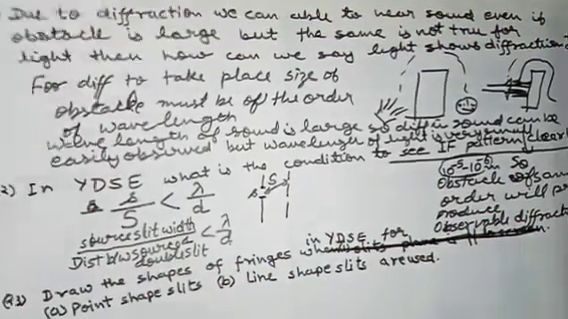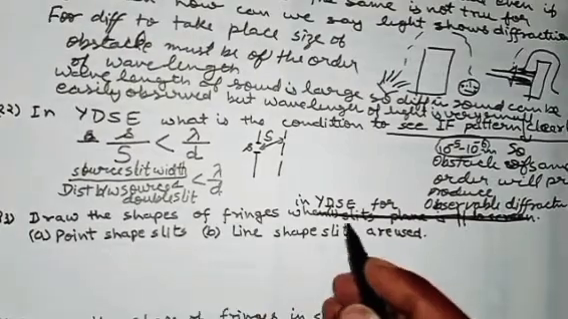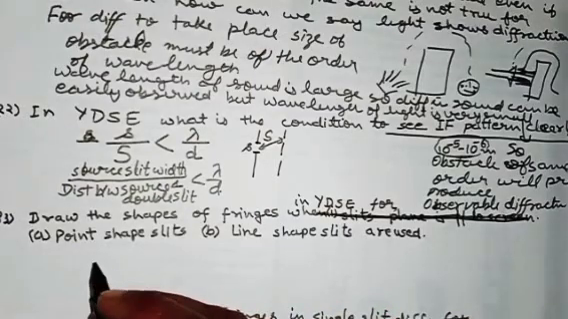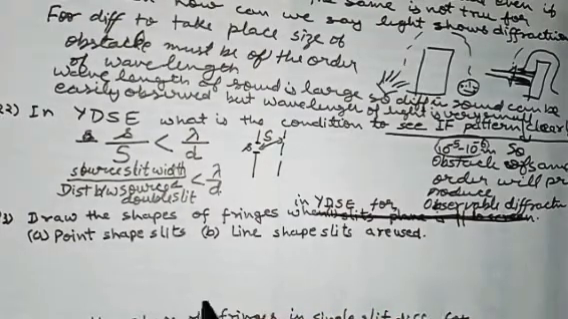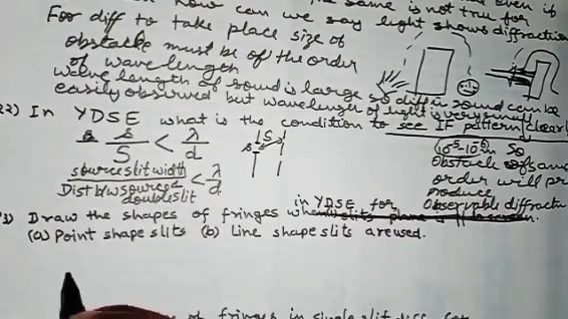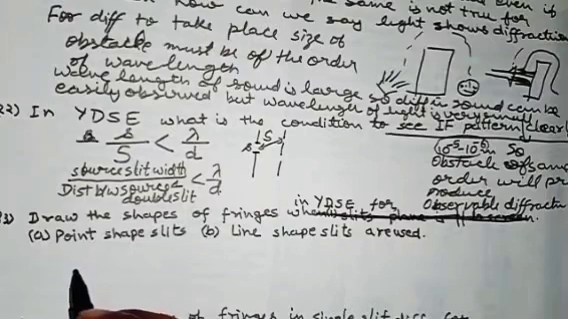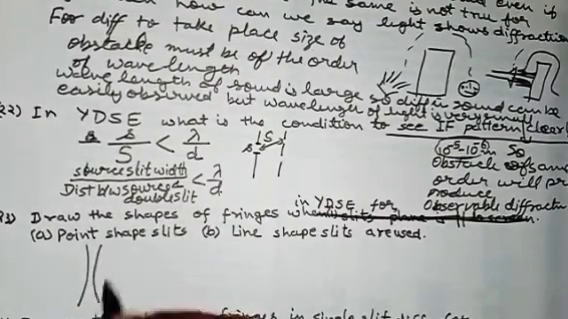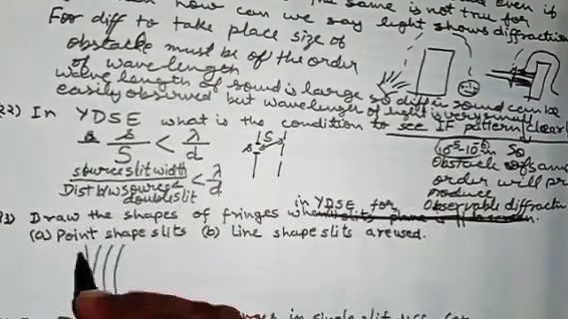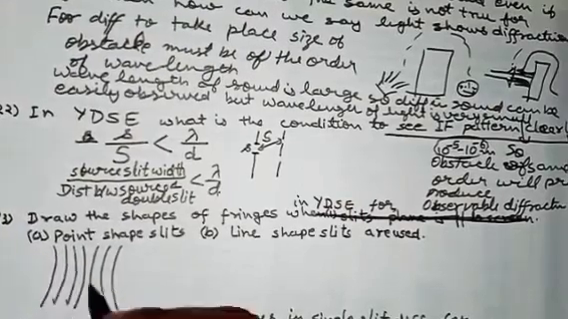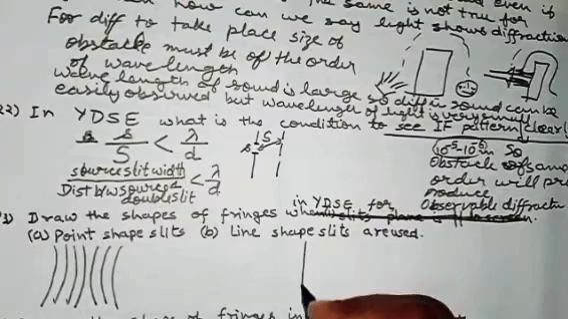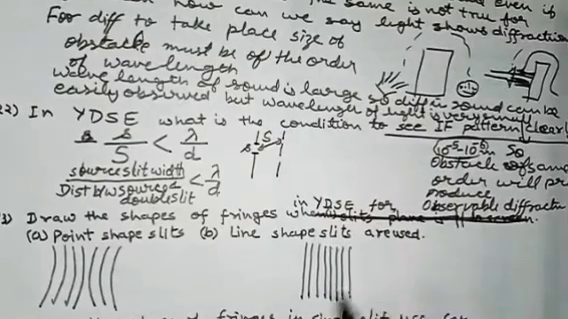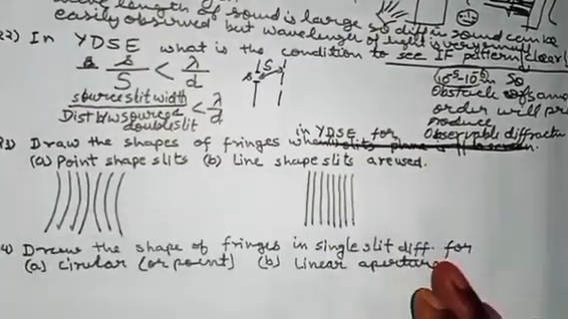Draw the shapes of fringes in Young's double slit experiment for point shape slits and line shape slits. For point shape slits, the shape looks like this, hyperbolic. And for line shape slits, the fringes are straight, like this.